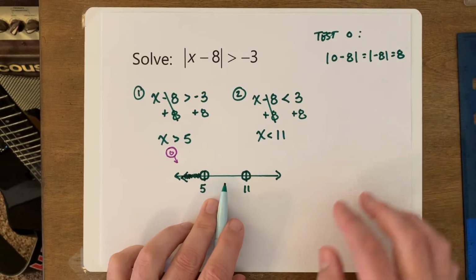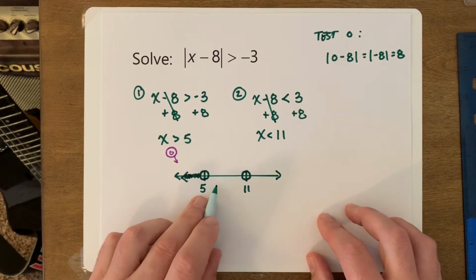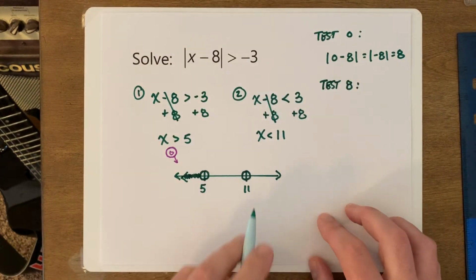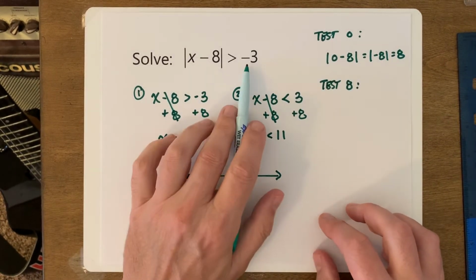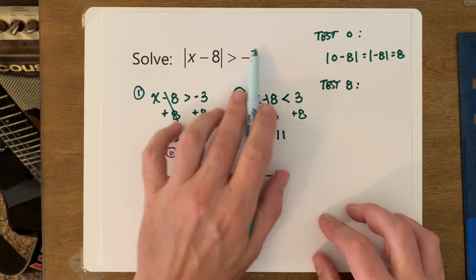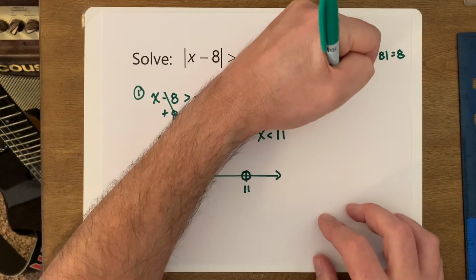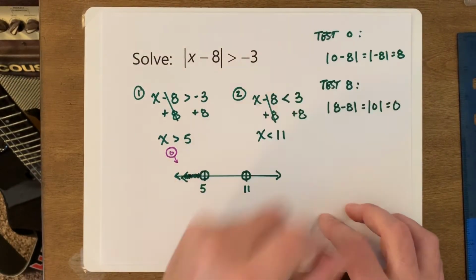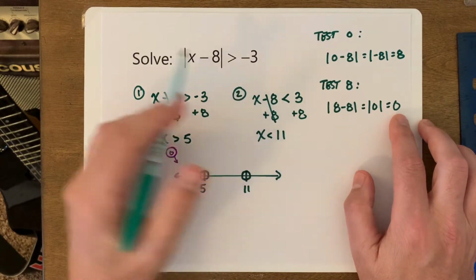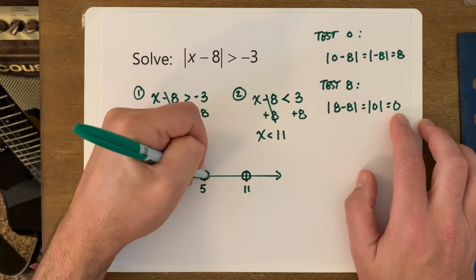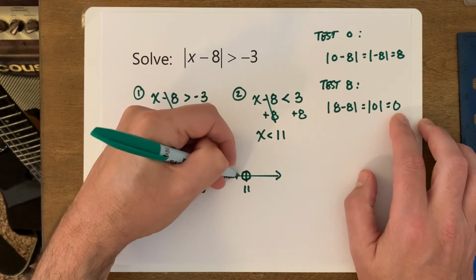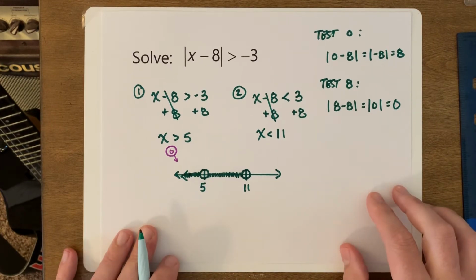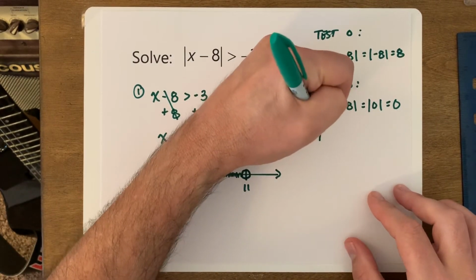Okay, let's try a number in the middle. So let's test 8. Okay, so now we're going to test 8. And you can do this with the other ones also, but the other ones are more straightforward because they don't have negatives here that kind of start to mess things up. So we have now 8 minus 8, and that would be the absolute value of 0, which is 0. Is 0 greater than negative 3? And the answer is yes. And so it turns out that everything here in the middle works. All right, so now let's test the other side. Let's test 12.